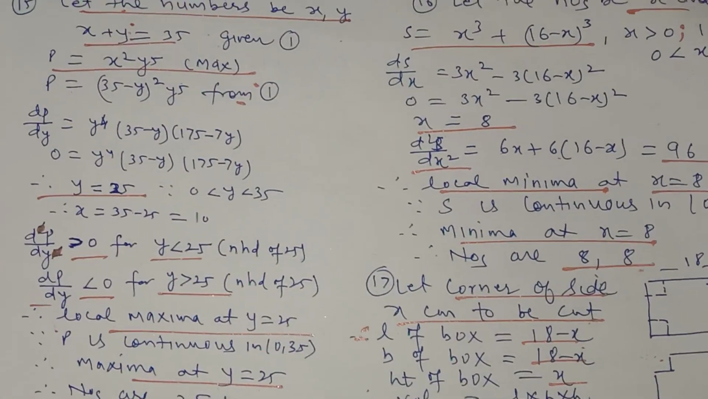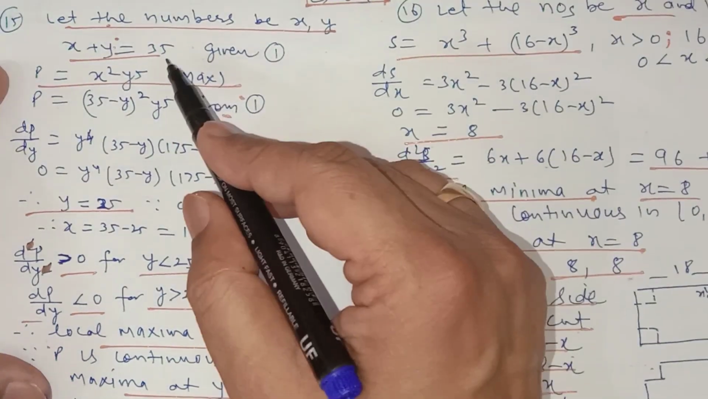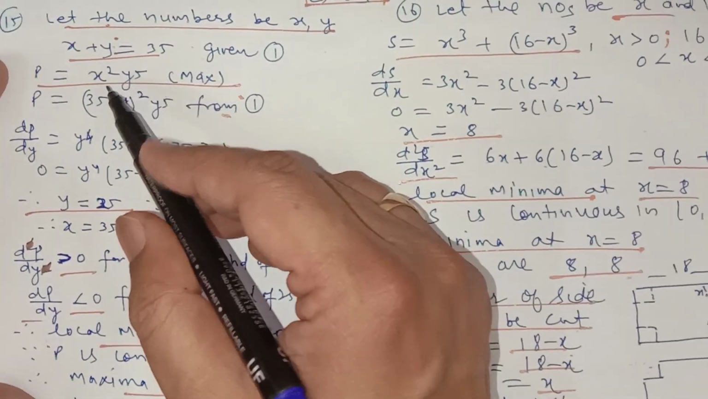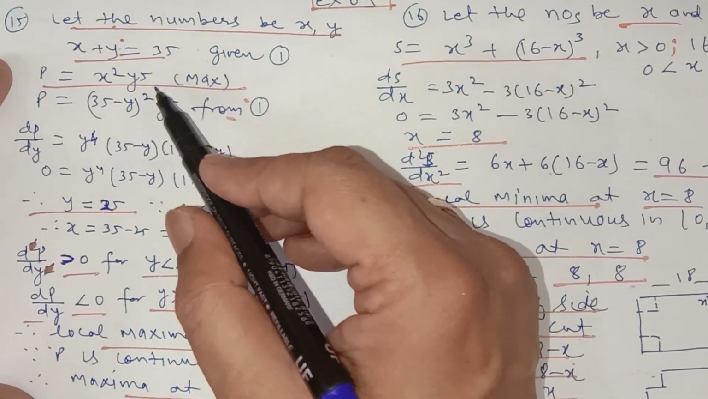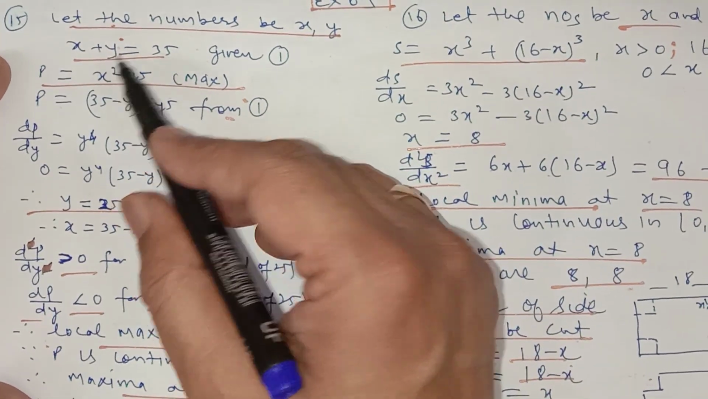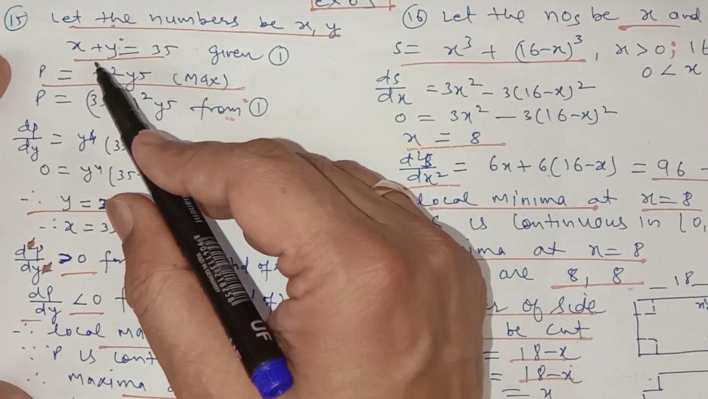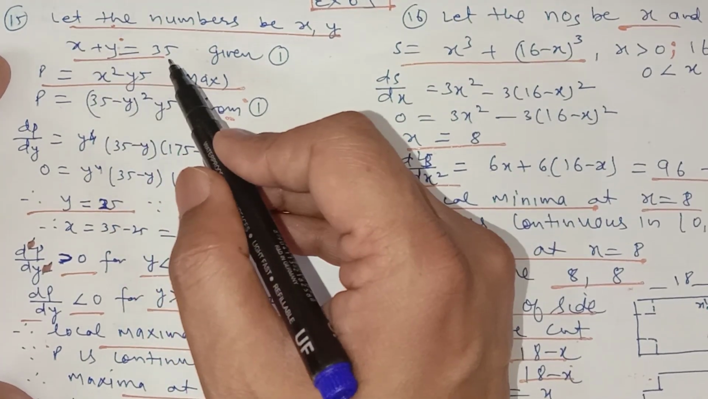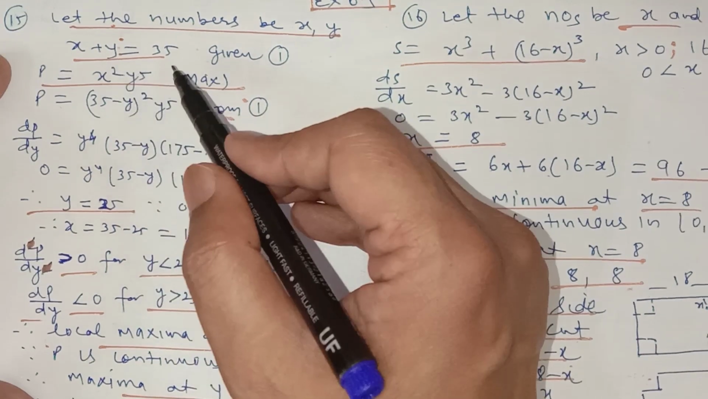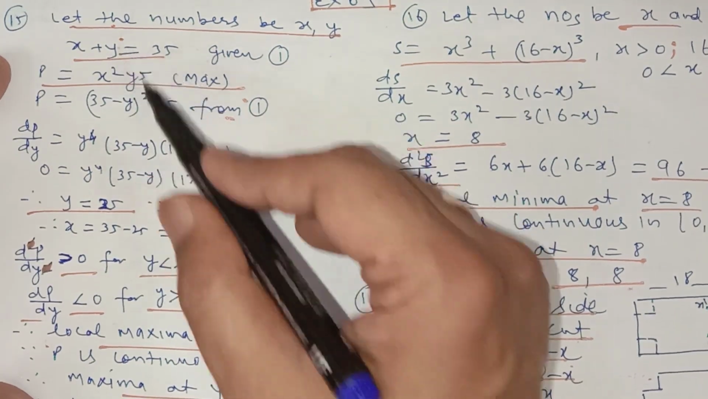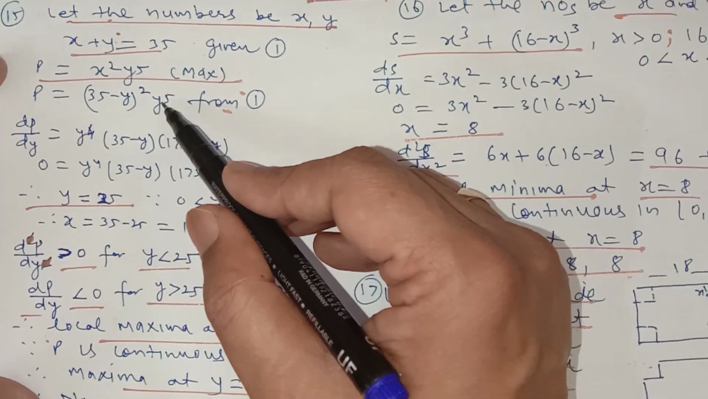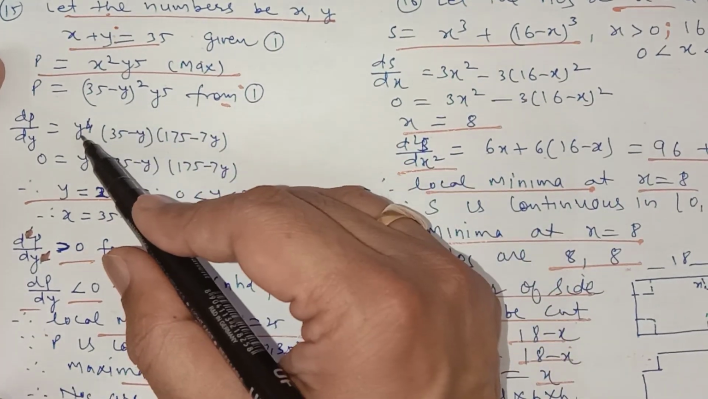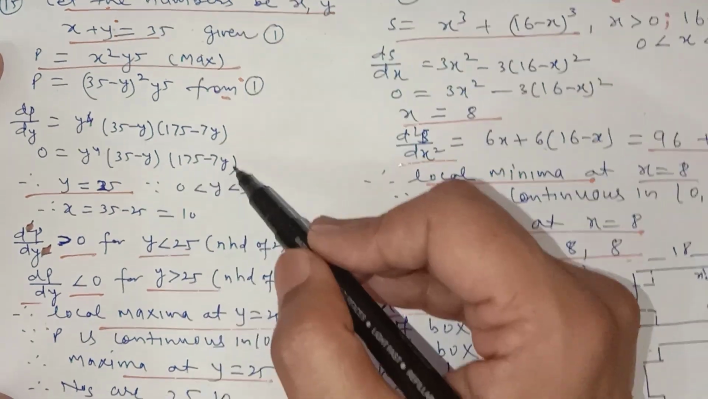Now similarly is question number 15. It is given that the sum of the two numbers is 35, and you have to prove that x square into y raised to power 5 is maximum. So as usual, eliminate one of the variables. I eliminated x by replacing the value of x as 35 minus y in this. Now differentiate it. You take your own time. Find its first derivative with respect to y. Put it equal to 0.